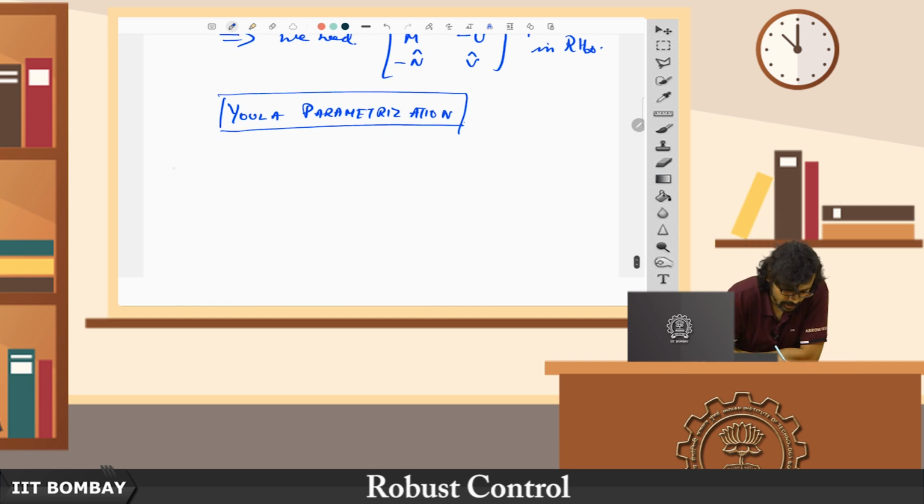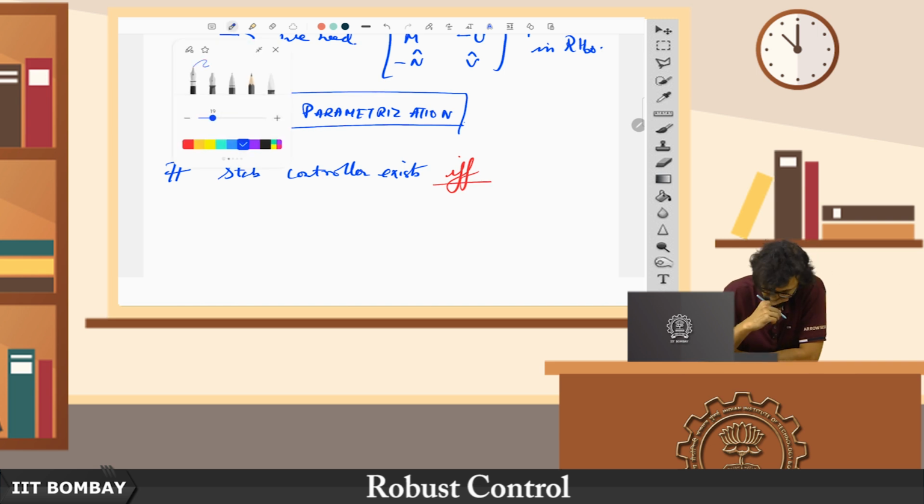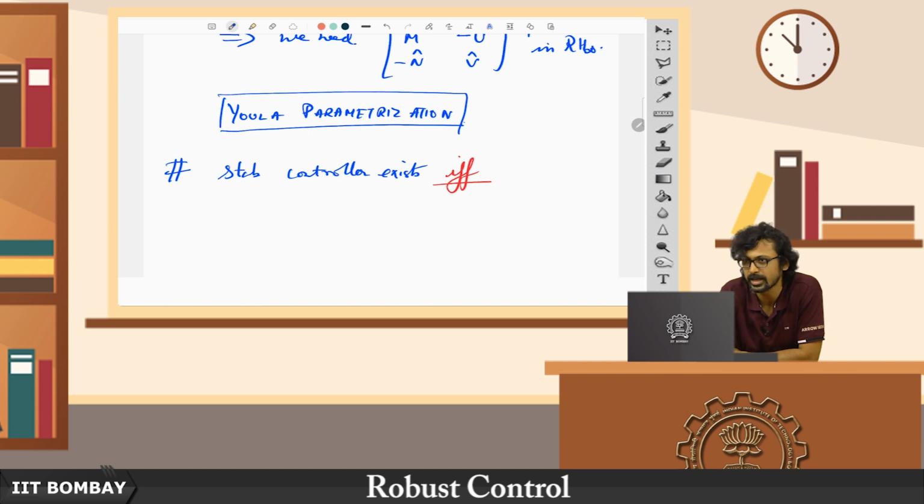So, the condition is that the stabilizing controller exists, and this is very important. Let me write it in red. It says if and only if. So, it is both ways, as I said. Not only is it that anything that you get out of Youla parameterization is stable, but also any stabilizing controller must also have this Youla parameterization form. So, it is if and only if there exists.